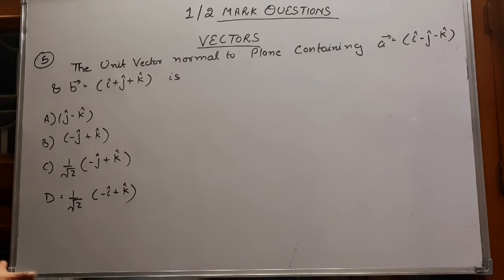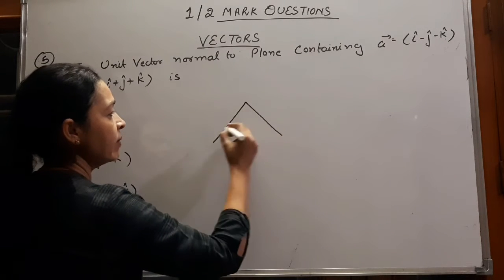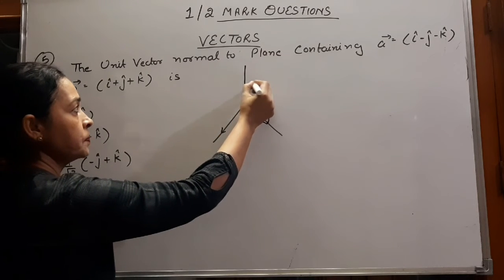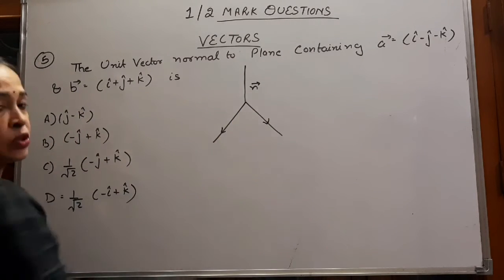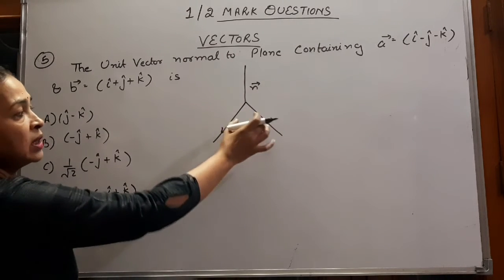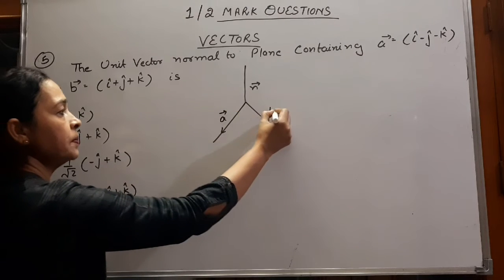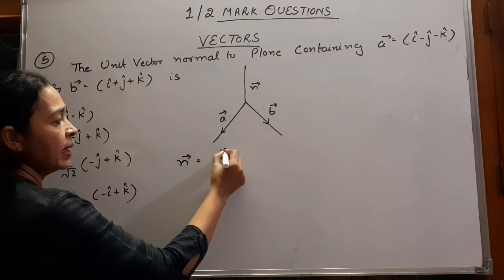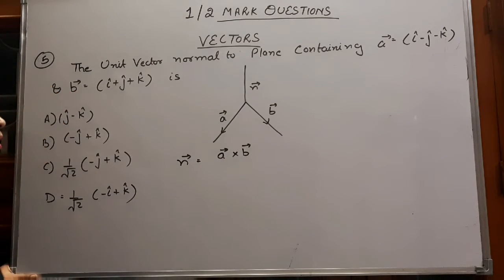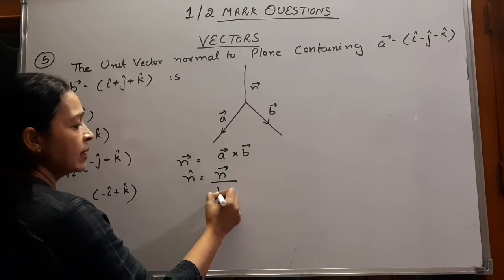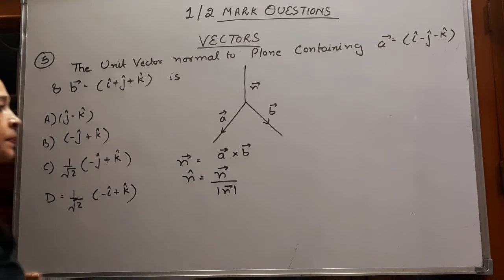The unit vector normal to the plane containing two vectors, vector A and B. We have two vectors in a plane, vector A and vector B. We have to find a normal, that is, a perpendicular vector on these two vectors. We have to find the unit vector which is normal to these two vectors, vector A and vector B. How can we find it? The normal vector will be vector A cross vector B. What we have to find is the unit vector n cap, which equals vector n upon magnitude of vector n.